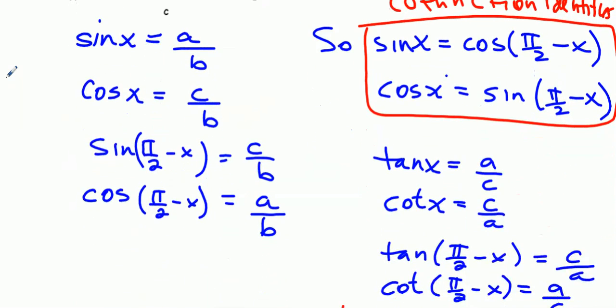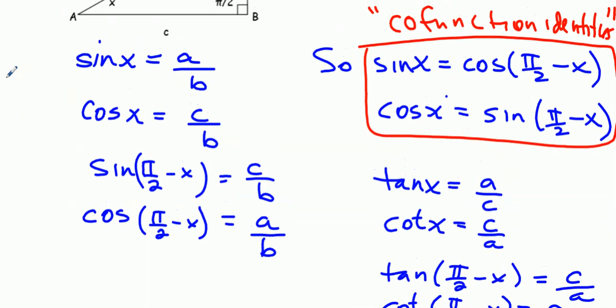All right. Then we can see that the sine of x is the same as the cos of pi by 2 minus x. These are the same, right? They're equal to A over B. And we can also see that the cos of x is equivalent to the sine of pi by 2 minus x. So those are our co-function identities, they're called. If you have the sine of x, that's going to equal cos of pi by 2 minus x. If you have the cos of x, that's going to equal the sine of pi by 2 minus x.